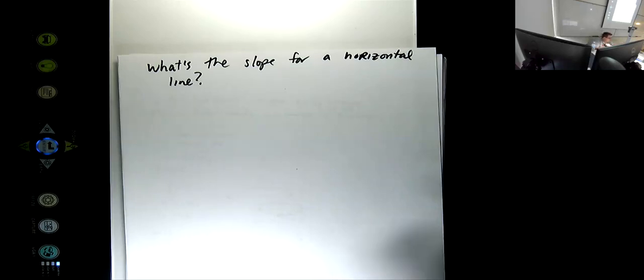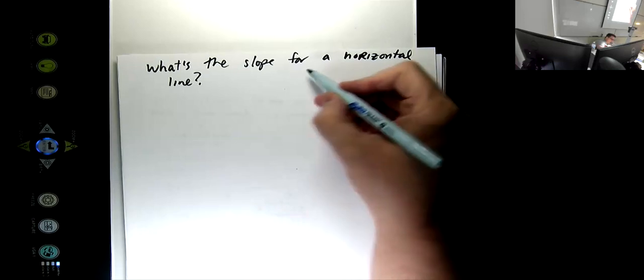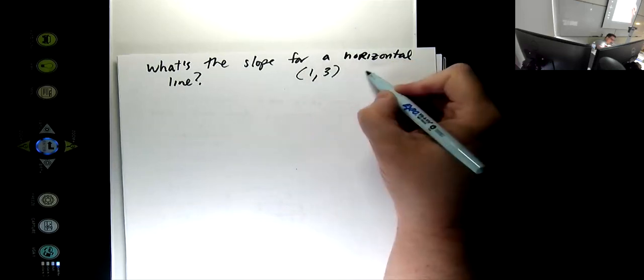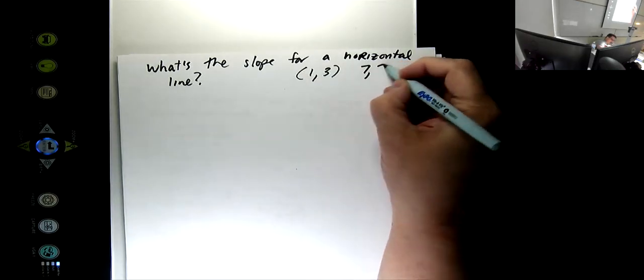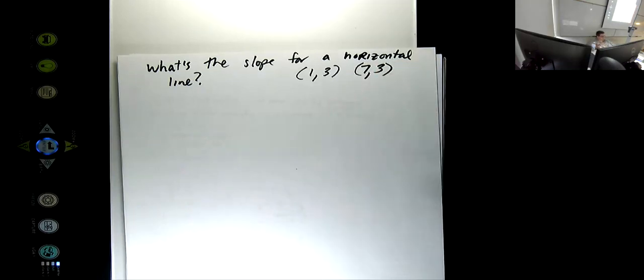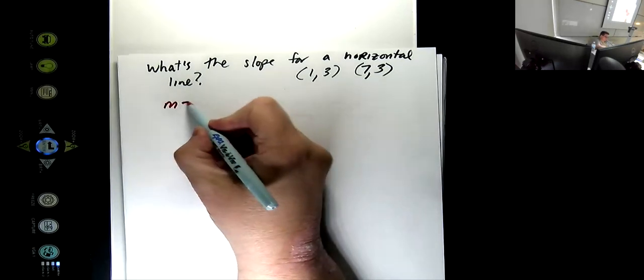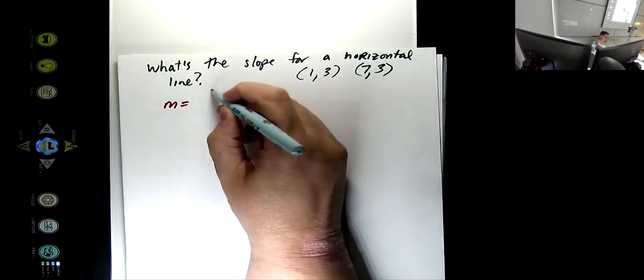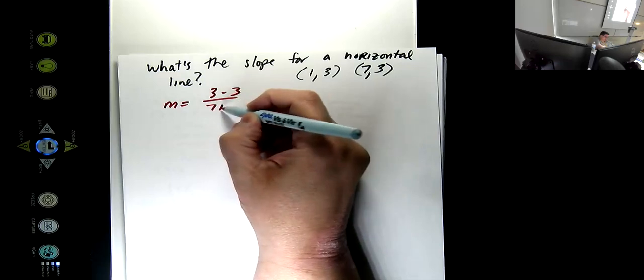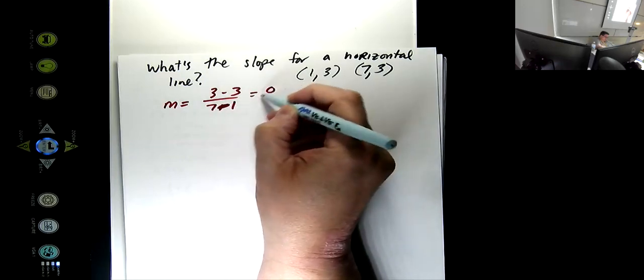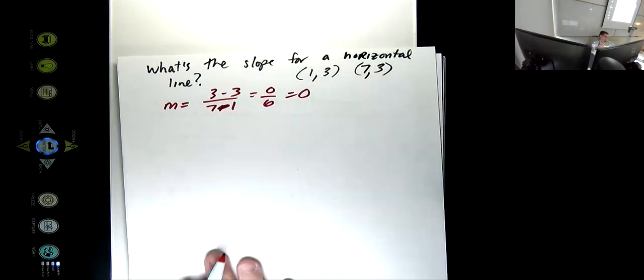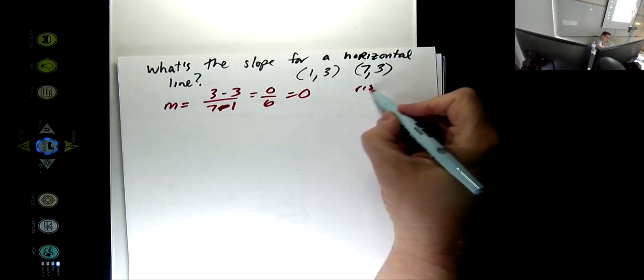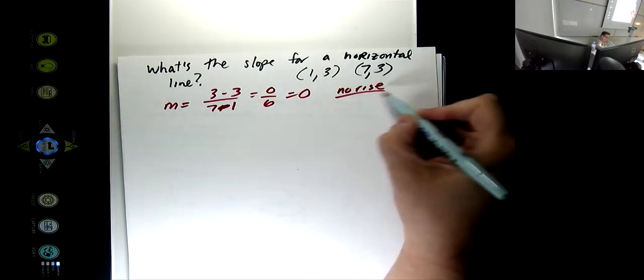If it will help you, I'll give you 2 points: (1, 3) and (7, 3). We have 3 minus 3 over 7 minus 1. 0 over 6 is 0. It's a rise over a run, and there's no rise. No rise over a run.